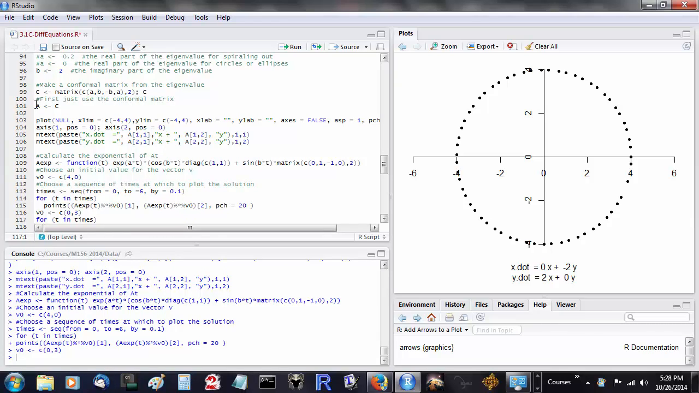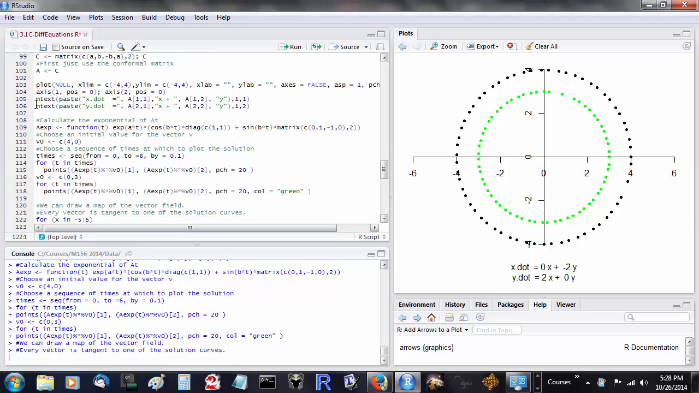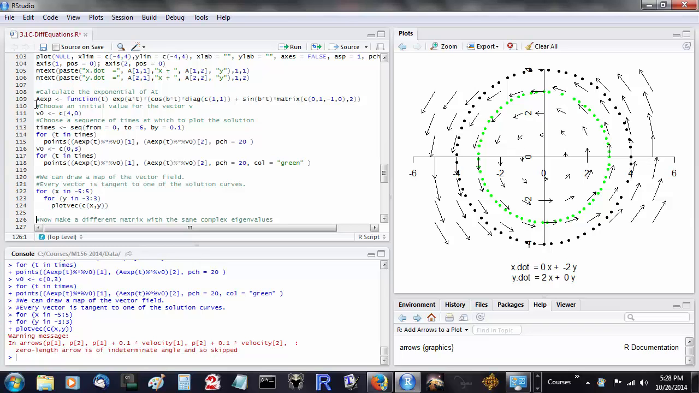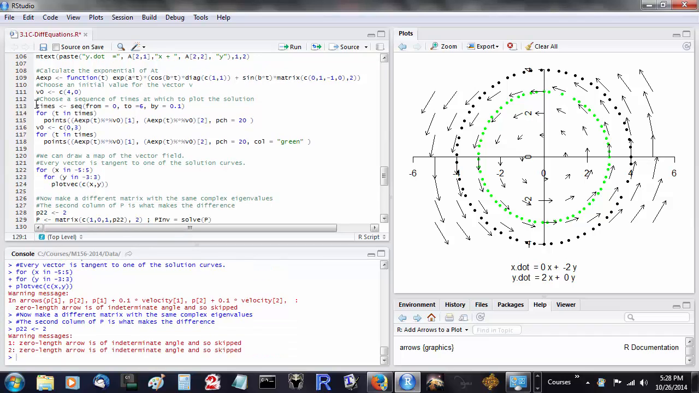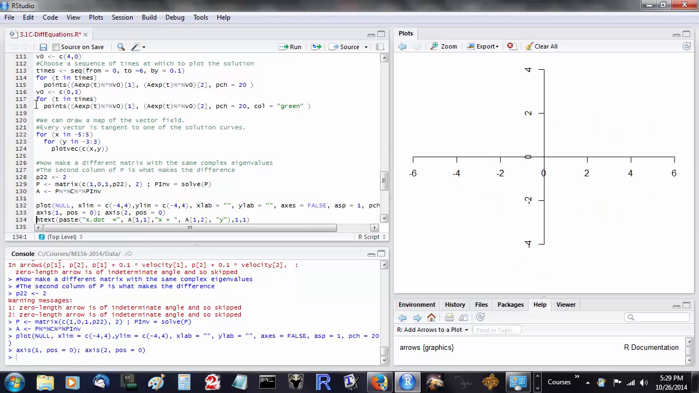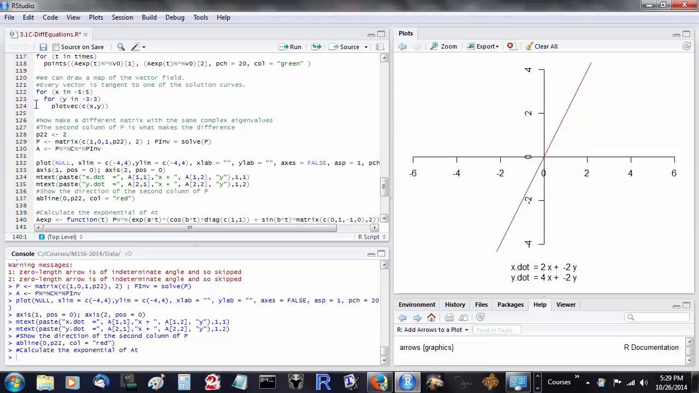The solution to this differential equation is that the points just go round and round forever in a circle. No matter what value I start with, the solution is a circle centered on the origin. And when I plot the vector field, the vectors in the field circle round the origin. Now we can make a different matrix that has the same complex eigenvalues, just as before. Clear out our plot. There is the special direction determined by the second column of P.